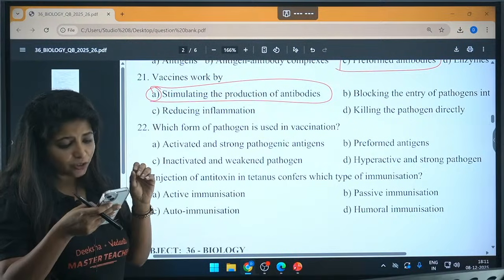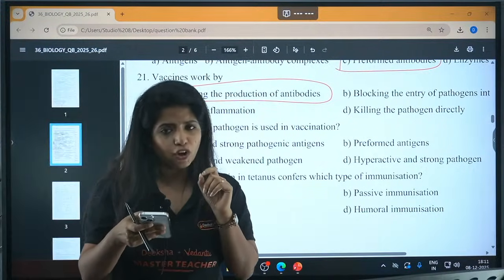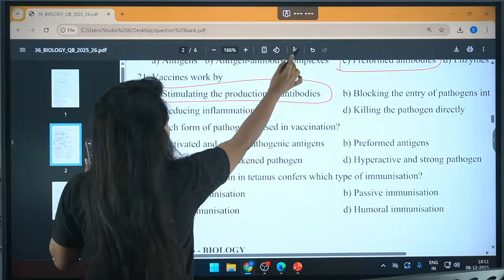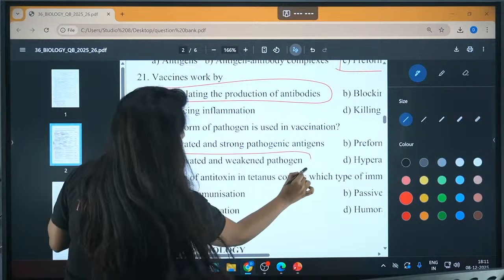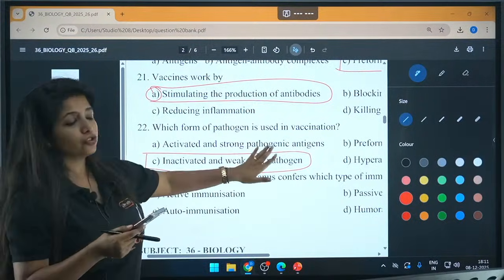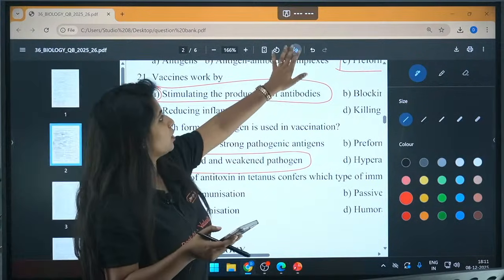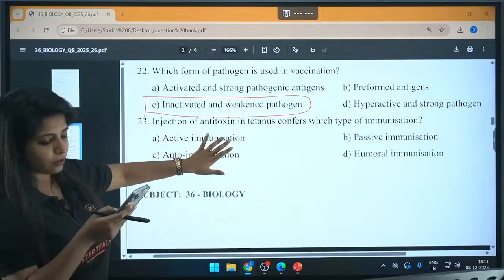Ashish, I do not know how to pronounce it, so I'll just call you Asha. Will that work? Okay. So all of you are absolutely correct when you said here it is inactivated and weakened pathogen that we use in vaccination. We just want to bring the immune response. That's all, right? We do not want to actually cause any trouble to the body.